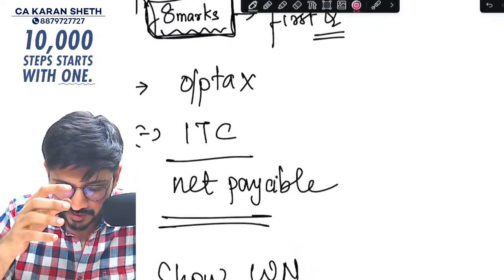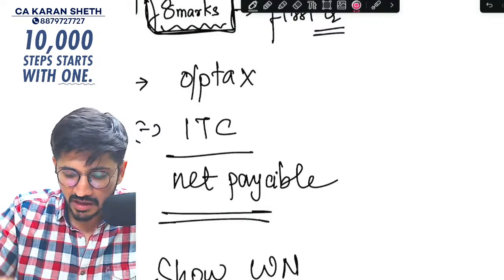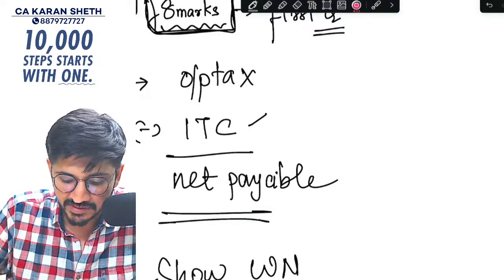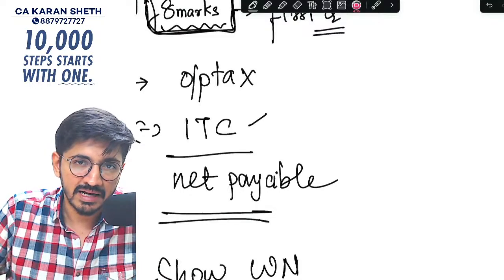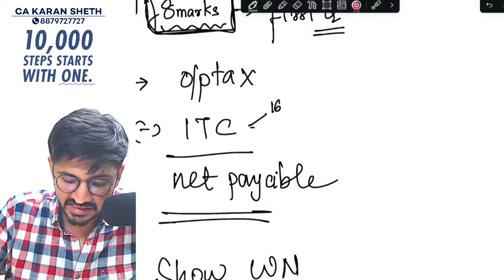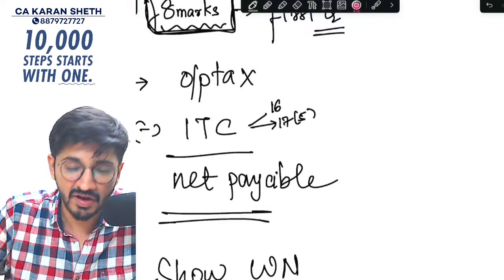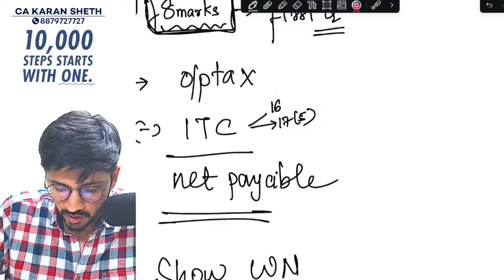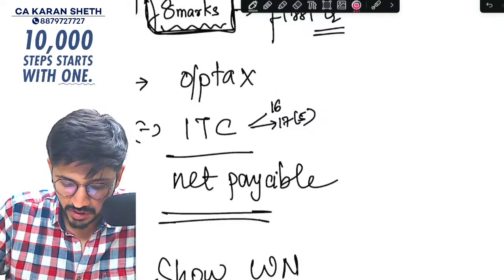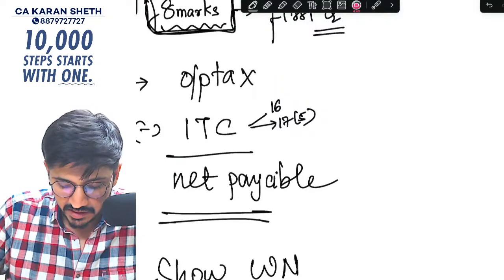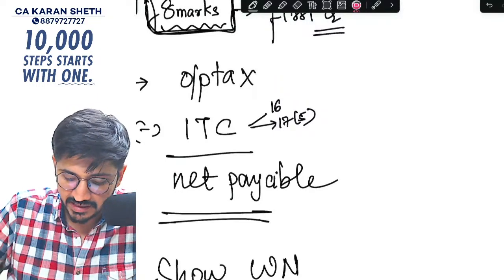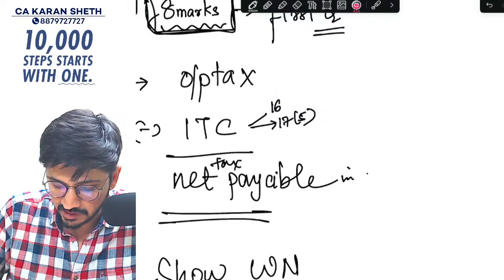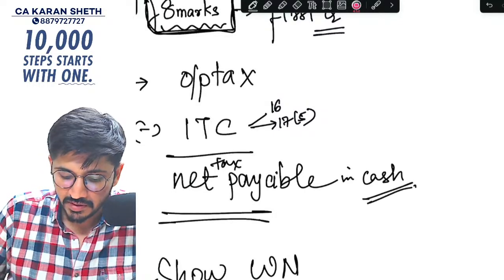And the second part of the question is ITC. So here ideally they will focus on the ITC chapter. Mostly they will say that either any of the section 16 conditions is not satisfied, or section 17(5) is not satisfied, something on those lines, right? So that is that. Now you reduce it, and finally net cash payable, net tax payable in cash, comes out as the outcome, right?